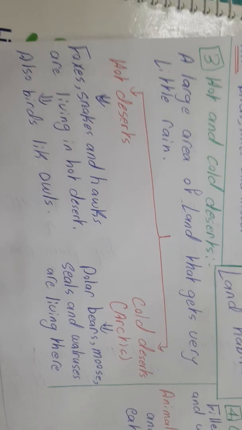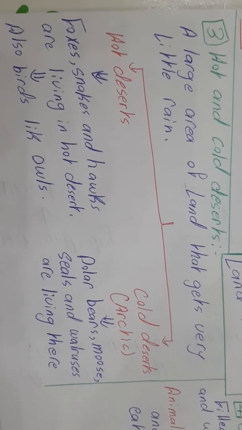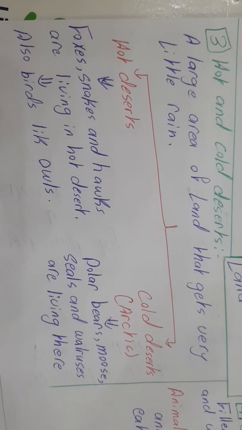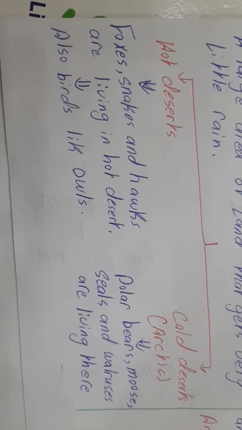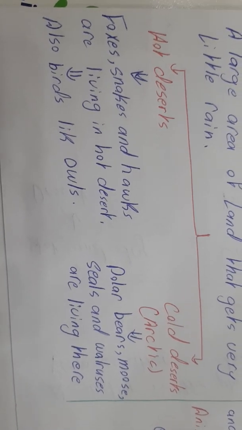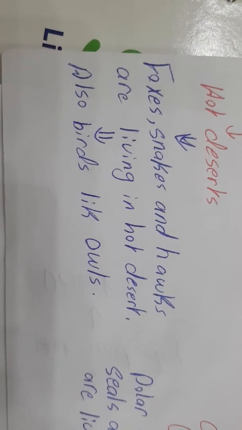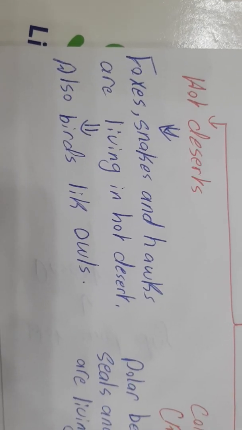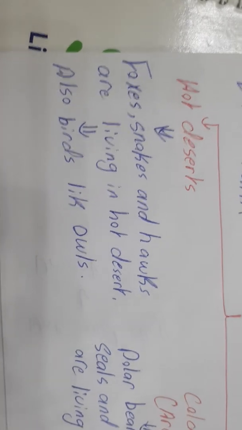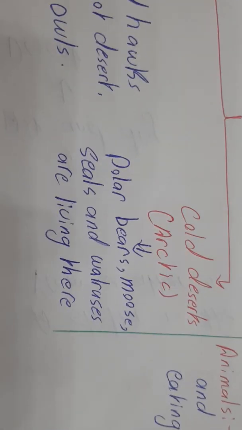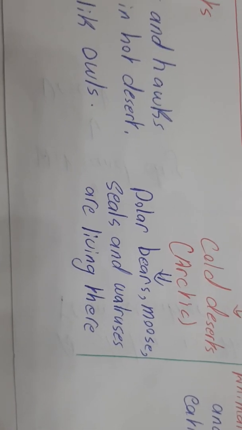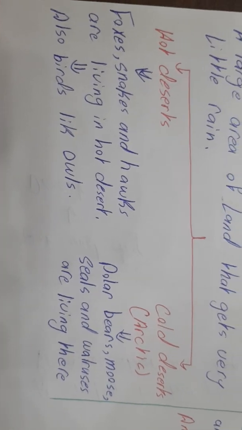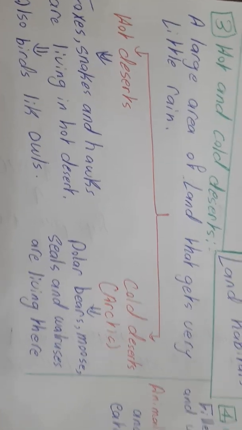Okay. Now, hot and cold deserts. What is a desert? It is a large area of land that gets very little rain. Some deserts are hot deserts and others are cold, which are the Arctic. Now, hot deserts, which animals live in hot deserts? Foxes, snakes, hawks, and also birds like owls. Okay. In cold deserts, polar bears, moose, seals, walruses are living there. Again, it is important to know which animal live in each place, okay?